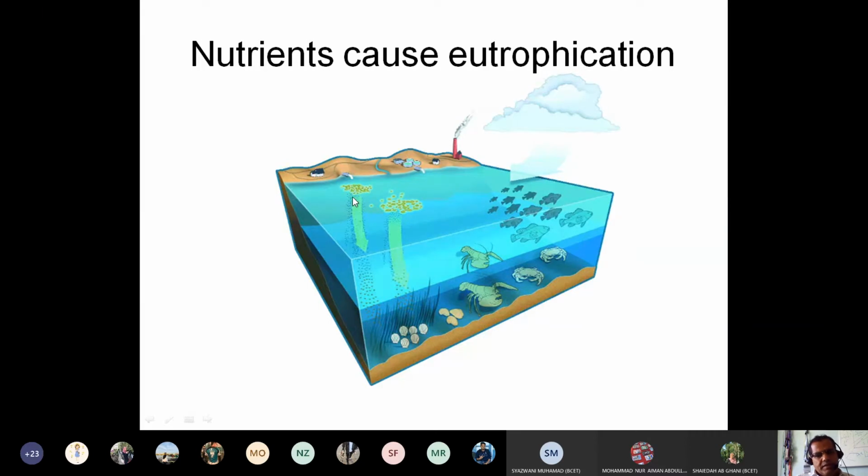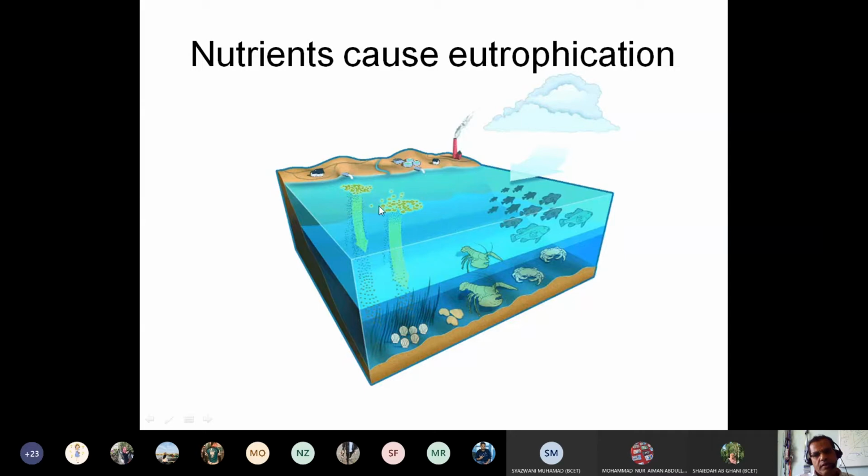And once it goes to the sea or to the river, bacteria become very, very aggressive. Once they become aggressive, it means there is too much food, so they utilize too much food. Once they utilize food, they use too much oxygen also. So all the oxygen in the water column will be consumed by bacteria. Once this oxygen is consumed, there is no oxygen left for fishes and other species in the sea.